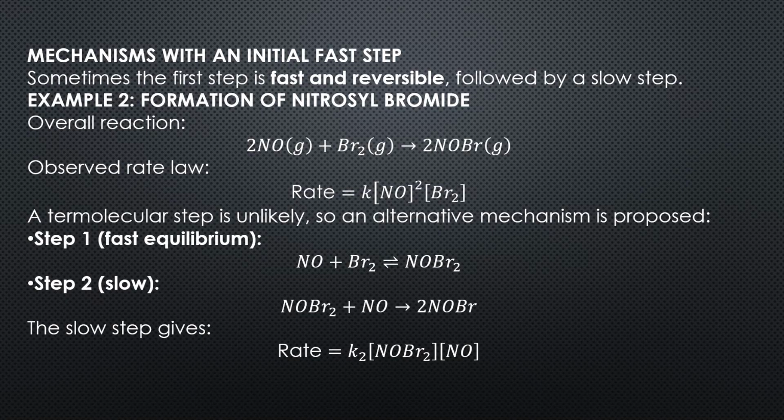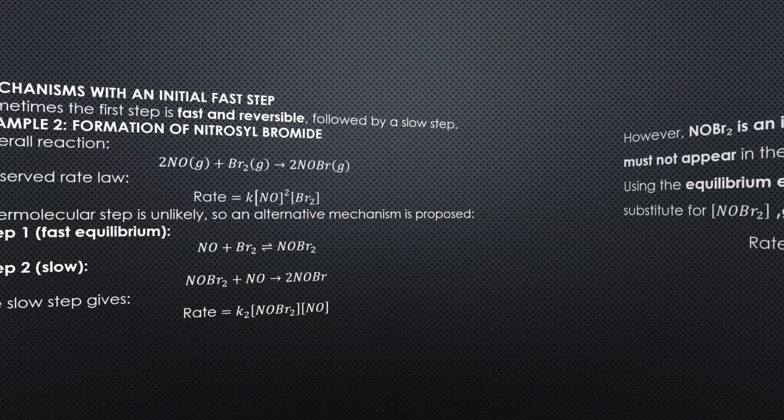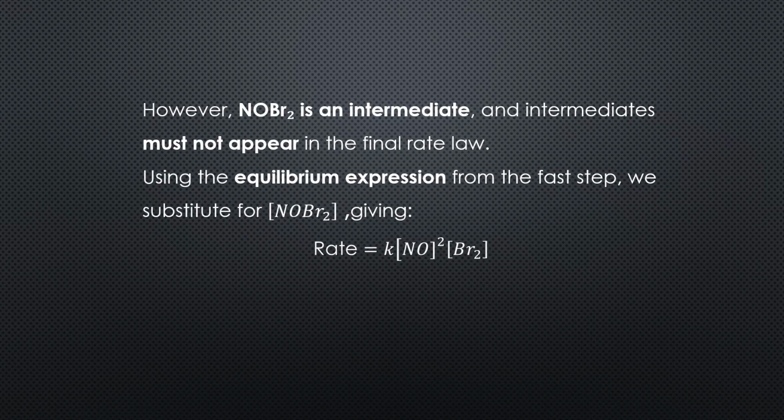From the slow step, the rate is proportional to the concentration of nitrosyl bromide 2 multiplied by the concentration of nitric oxide. However, nitrosyl bromide 2 is an intermediate, and intermediates must not appear in the final rate law. Using the equilibrium relationship from the fast step, the concentration of nitrosyl bromide 2 is eliminated. This gives a final rate law where the rate is proportional to the square of the nitric oxide concentration and the bromine concentration. This matches the experimentally observed rate law.